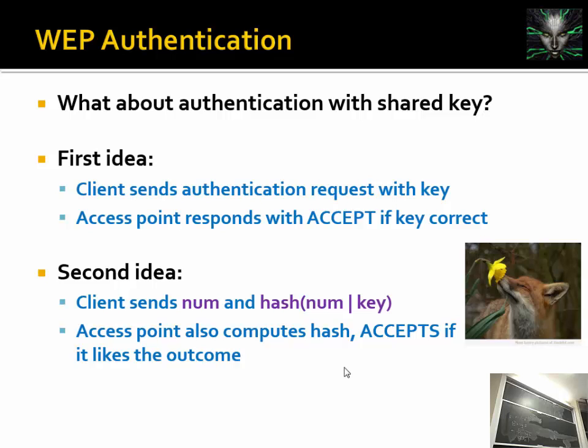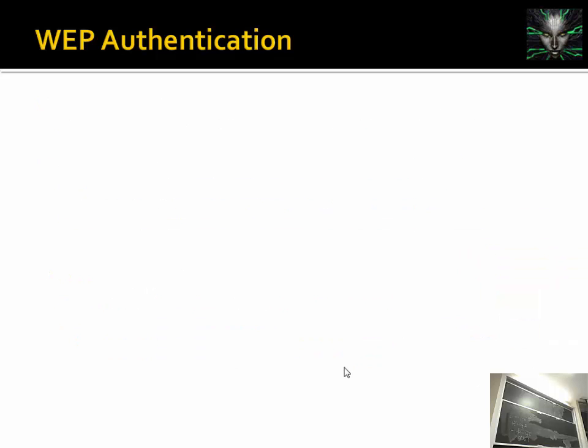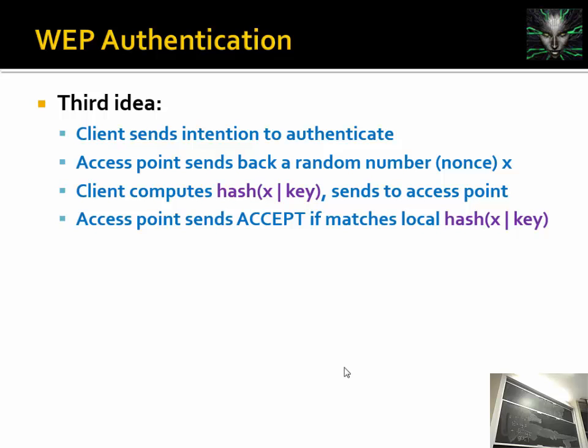So this is the instant replay problem that we're solving. We send back what's called a nonce, or a token. The client says, I want to authenticate. The server says, here's a random number. I take a hash of that number and the key, and send it back to the access point. If it matches what the server knows, the hash of that same number and the key, it accepts. Perfect.